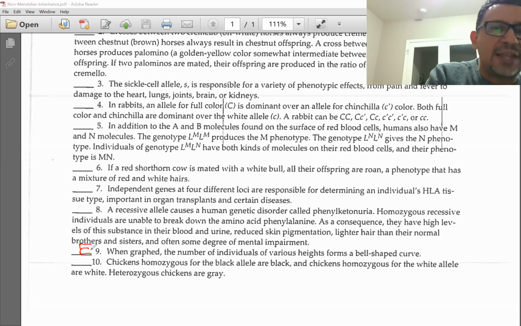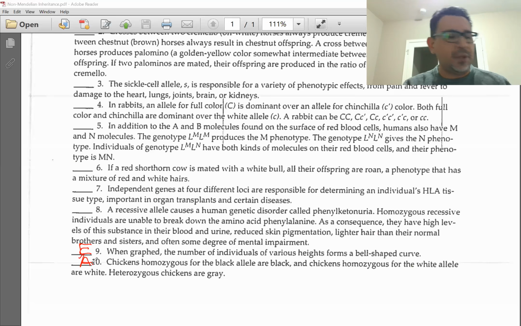And for the last time, I try to make an A there, by the way. Number 10, A, incomplete dominance. For the last time, remember, how can you tell this is incomplete dominance? Reason it this way. Just ask yourself the question. Is black dominant in this case? No. If that was the case, the chickens will be black, not gray.